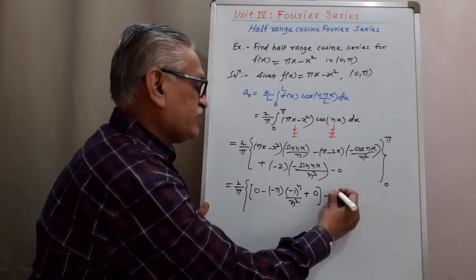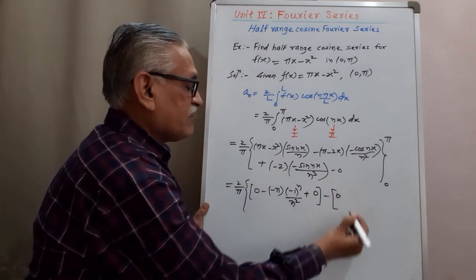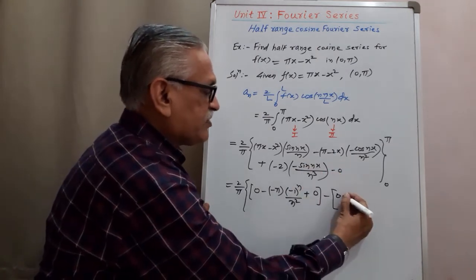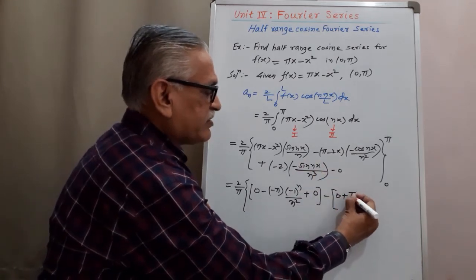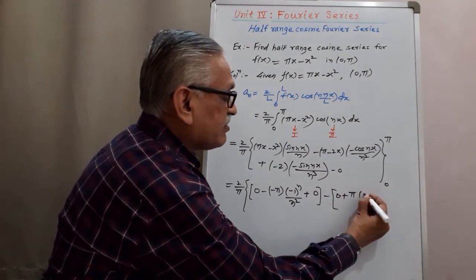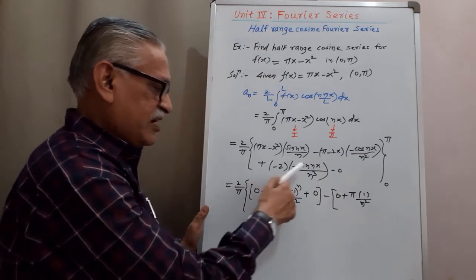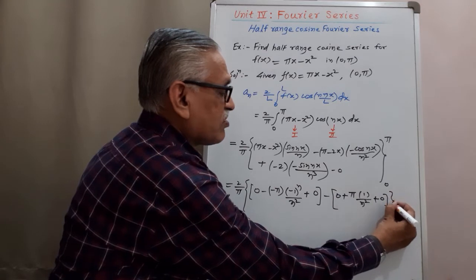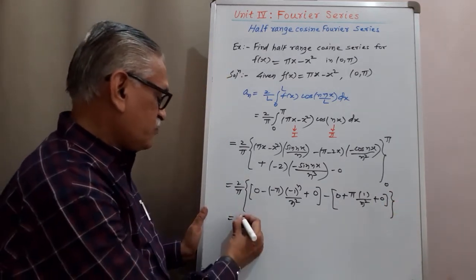Minus lower limit. When x is 0, this term becomes 0. It is minus and this minus will become plus. x is 0, this term becomes 0, means it is only pi, into cos 0, value of cos 0 is 1 divided by n square, and plus sin 0 is 0. We get 2 by pi.